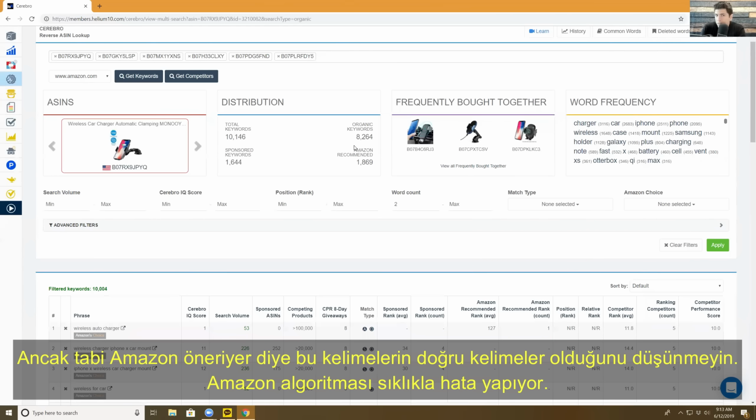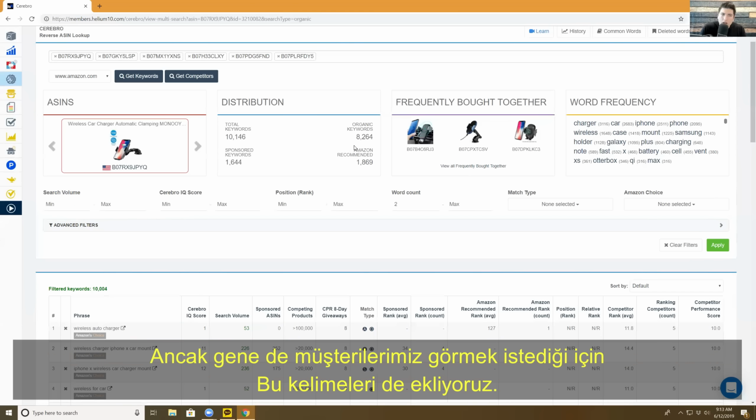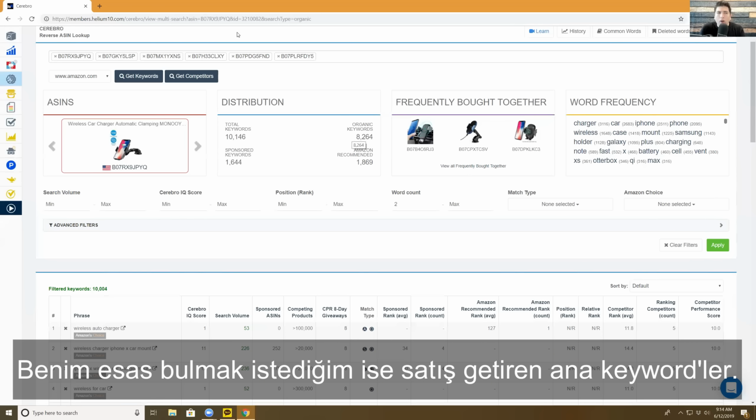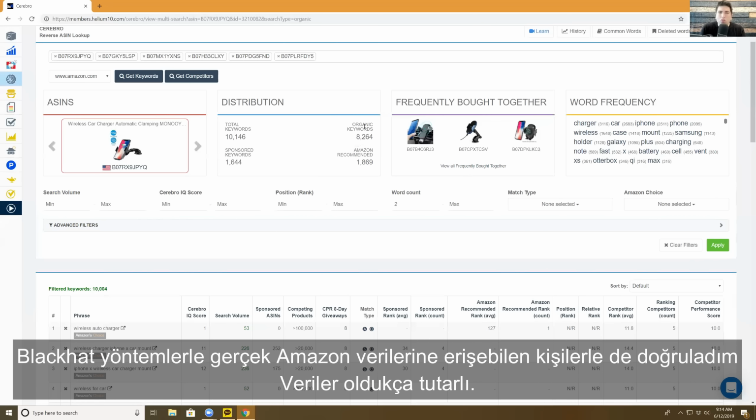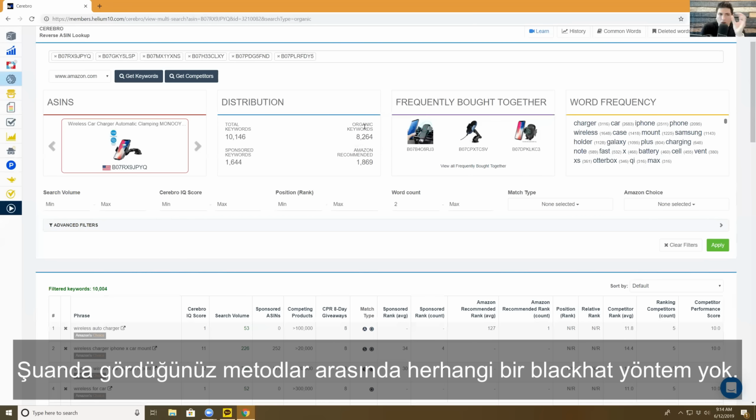Some people like to go by this. Some people don't like it because obviously the Amazon algorithm makes a lot of mistakes. That's very important. Just because something is from Amazon does not mean it is 100% great information to use. The Amazon algorithm makes a lot of mistakes, but we offer this visibility because customers wanted to see what Amazon is interested in. The one I want to find is the main keywords that are driving the sales, okay? I have tested this and compared it even to brand analytics. I have even had people who have access to the black hat information where they can actually see the sales. A lot of it is very similar, but this is a completely white hat way of doing things.